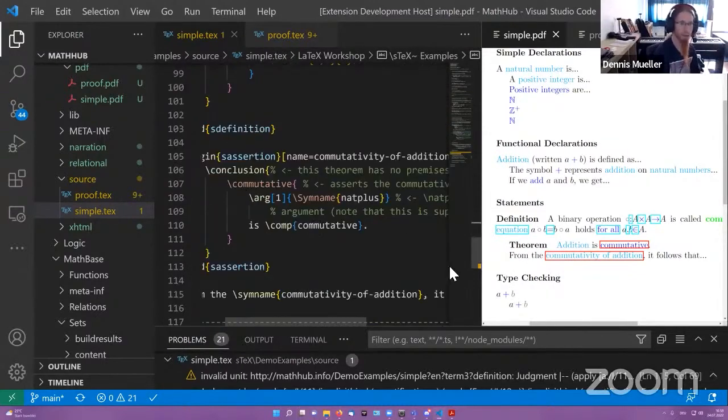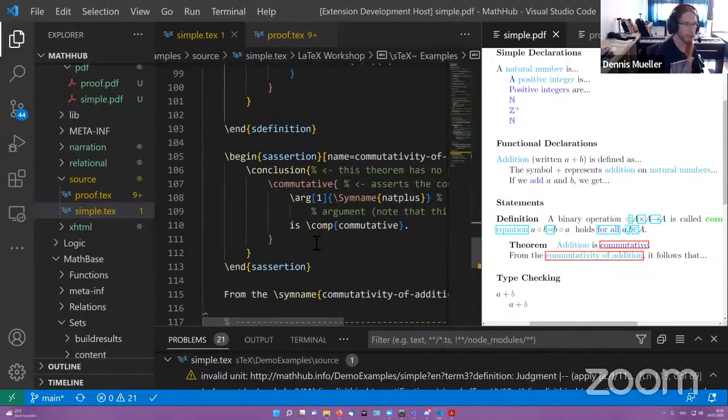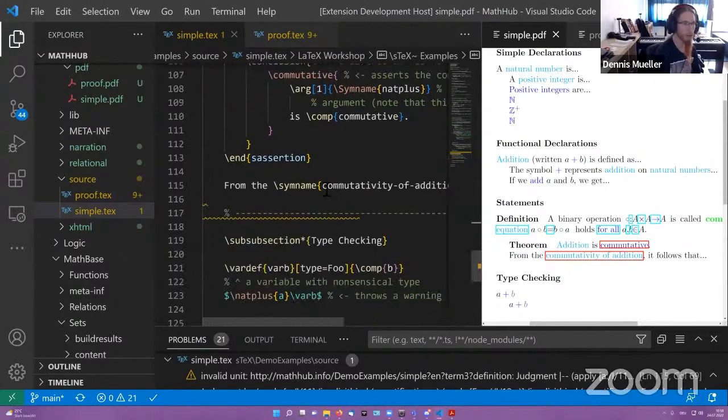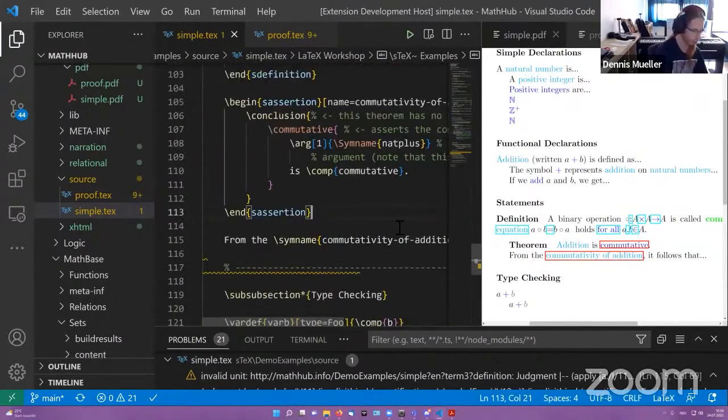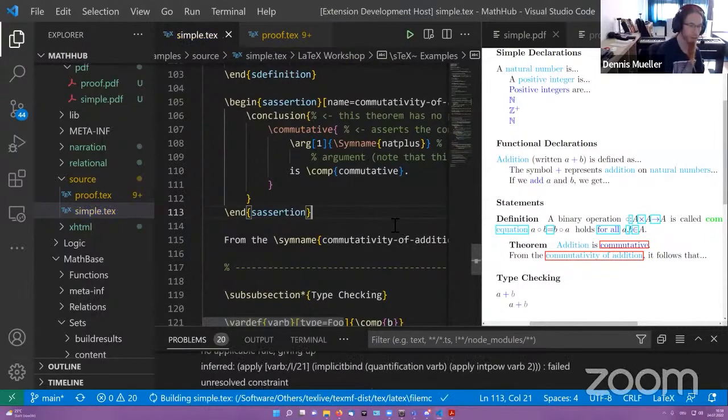Then you can state theorems about it. That works exactly the same way. And what MMT can then do, besides processing all of this stuff and serving it as HTML, which I can do by just quickly compiling the document.